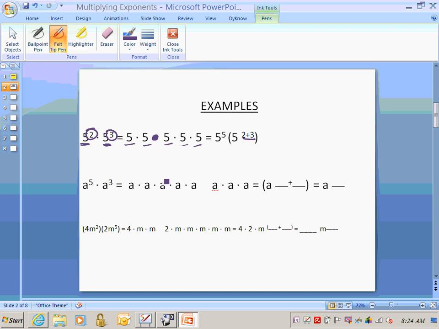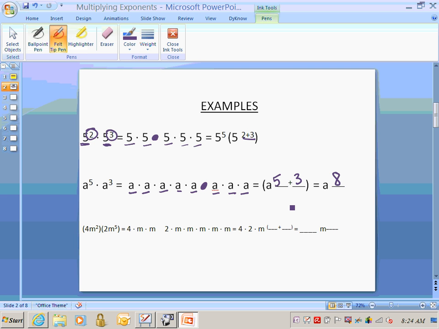Okay, another example. So without numbers, I've got base of A to the 5th, so I've got 1, 2, 3, 4, 5 A's here, times A cubed, 1, 2, 3. So how many A's do I have? 8. This is A to the 8th, so I had 5 plus 3. So there's adding exponents. So if you have matching bases, okay, the base stays the same and the exponents are going to add.